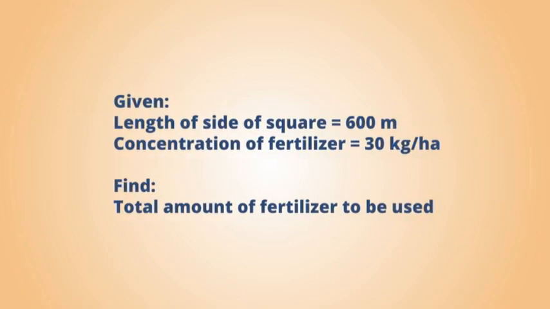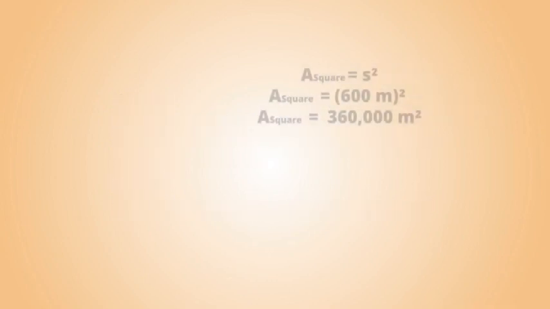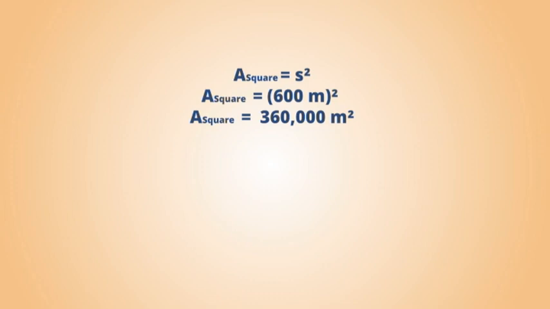For this problem, we are given the length of the side of a square. To get the area, we use the area of a square, which is simply multiplying the length we have by itself. That's A equals 600 meters quantity squared. Solving for A, we get 360,000 square meters.